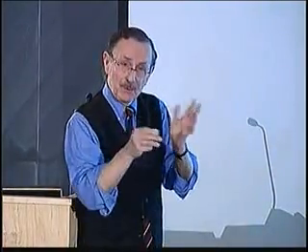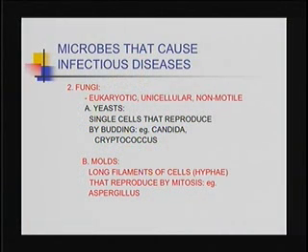Moving now to the other group, the fungi, they have a true nucleus. They are single cells, but now they are non-motile. They don't move. They don't have flagella. And the single cells reproduce by budding in the yeast category, and molds reproduce by mitosis. I'll show you examples of each of these.